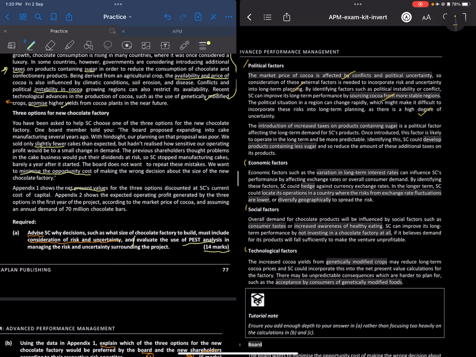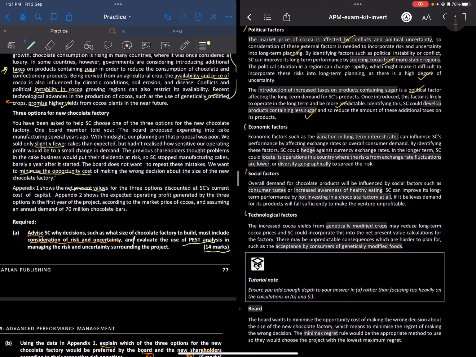The introduction of increased taxes on products containing sugar is a political factor, right? Once introduced, the factor is likely to operate in the long term and can be more predictable. So SC could develop products which are less sugary and so reduce the amount of these additional taxes. Economic factors is basically the variation in long-term interest rates, right?